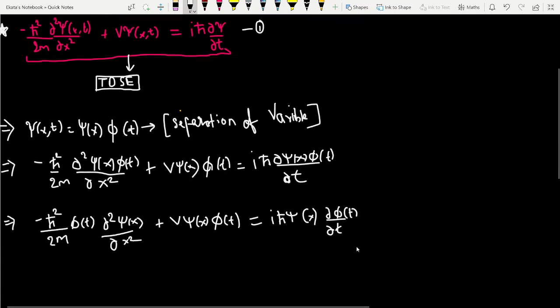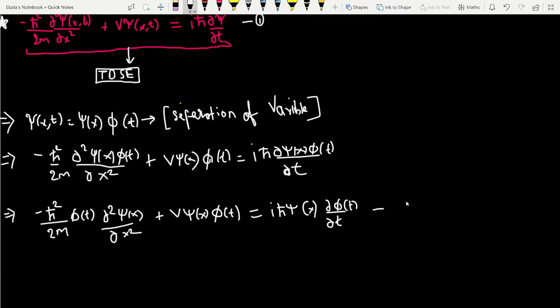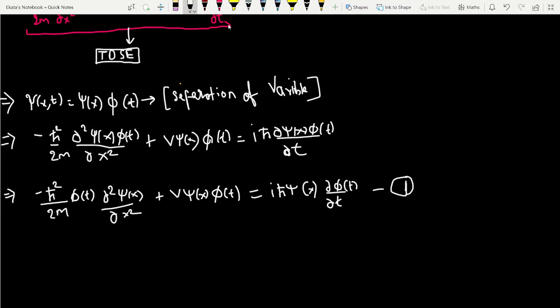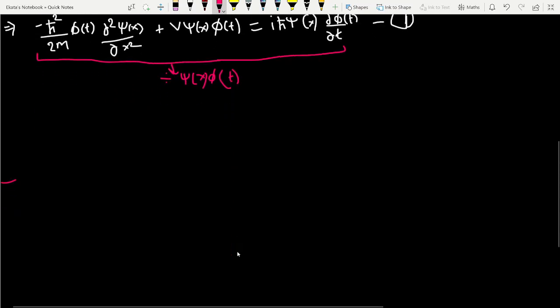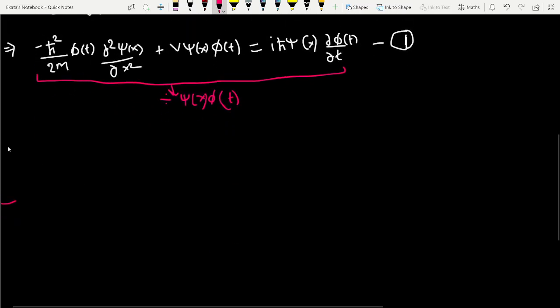Let's say this is our equation number one. What we are now going to do is divide this particular expression on both sides by psi of x and phi of t. On both sides, we are going to divide our equation by psi of x and phi of t. So now we are going to write this in a more general form.